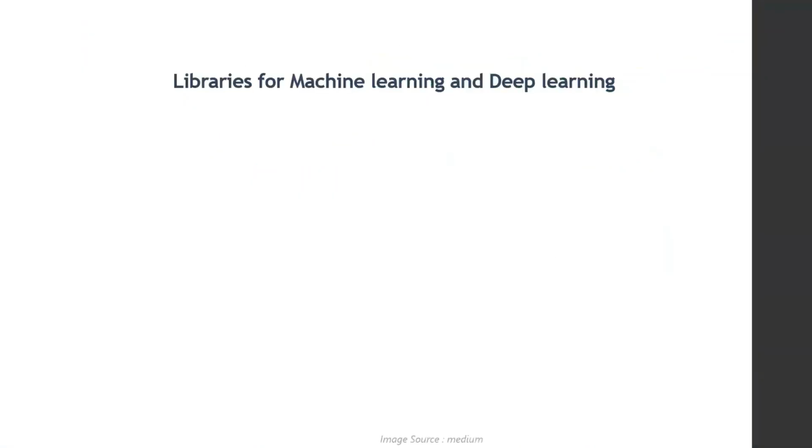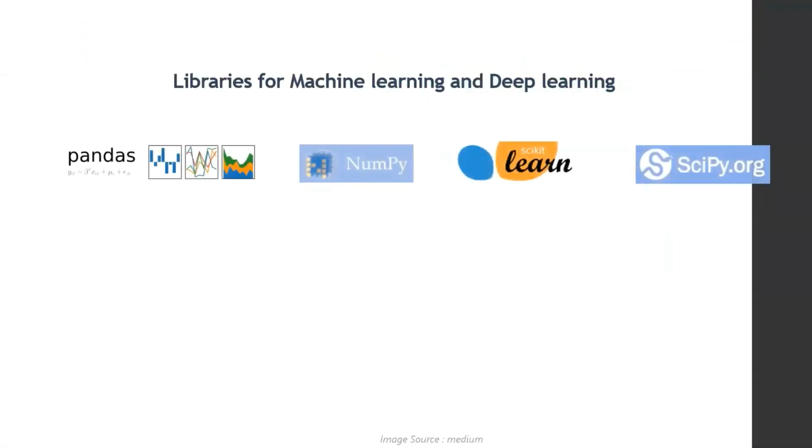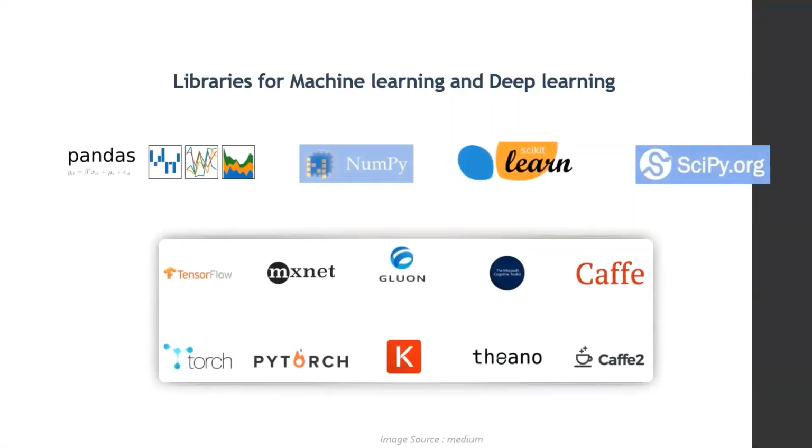And moving on, so we have seen pandas and NumPy. What are the other packages that are available? So there are a lot of other packages like scikit-learn for machine learning, SciPy for statistics, and then various other deep learning based frameworks like TensorFlow, MXNet, Keras, PyTorch, etc., which we will explore when we are working on deep learning packages.